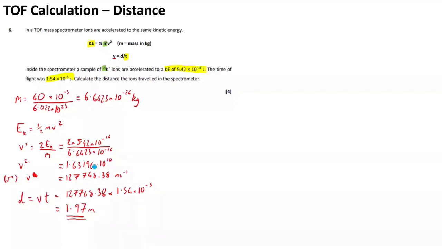And if you're wondering where the marks come from, first mark for calculating the mass, second mark for rearranging the kinetic energy equation and substituting the numbers, third mark for square rooting it, fourth mark using speed equals distance over time and giving your answer to 3 significant figures.